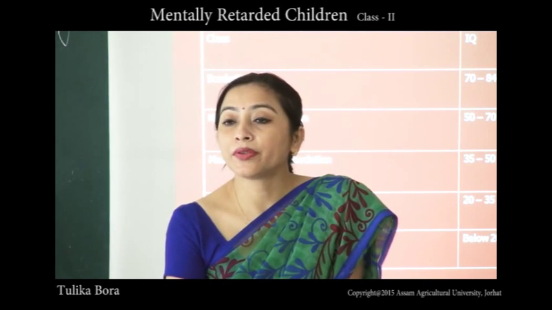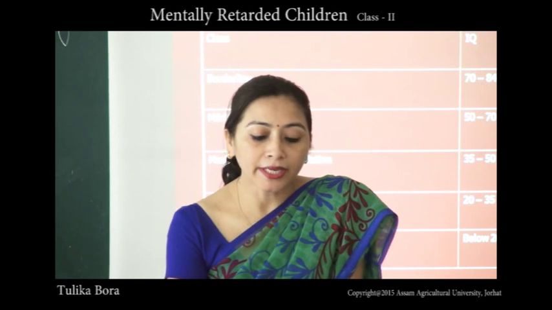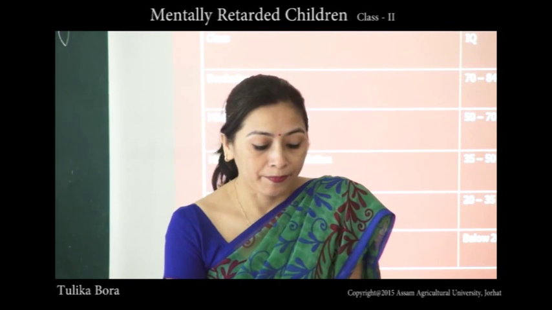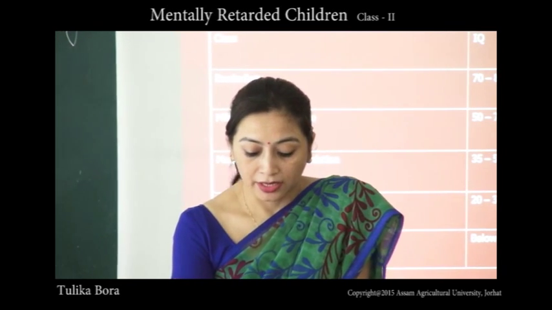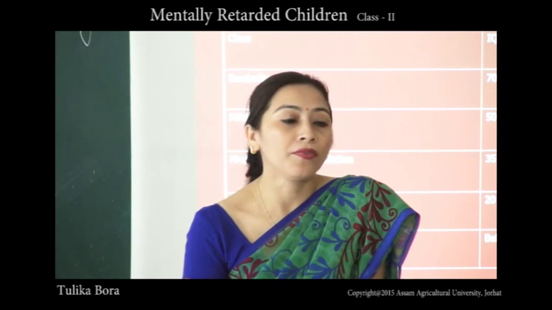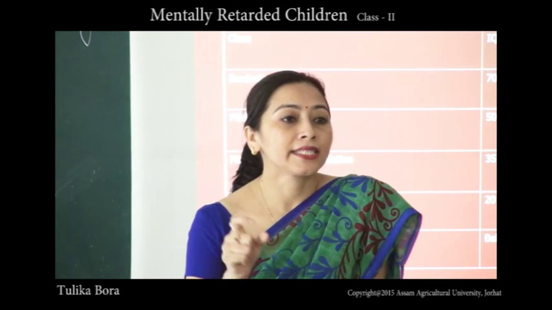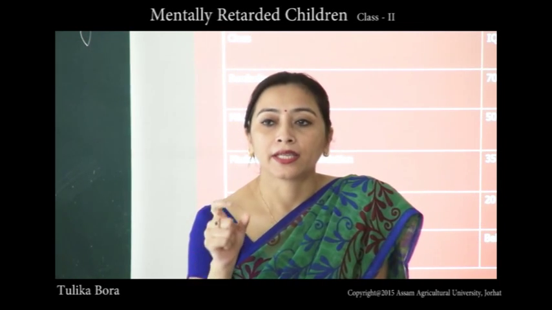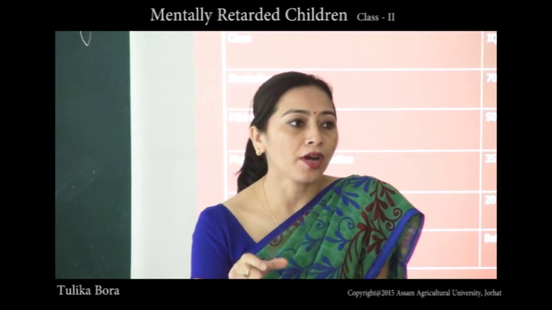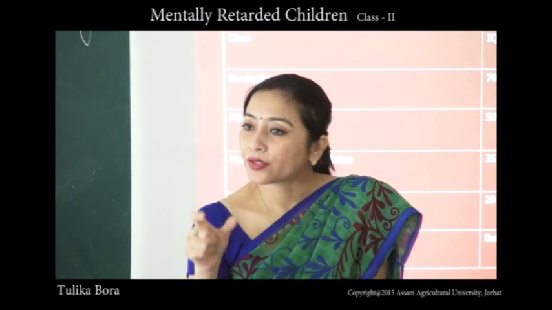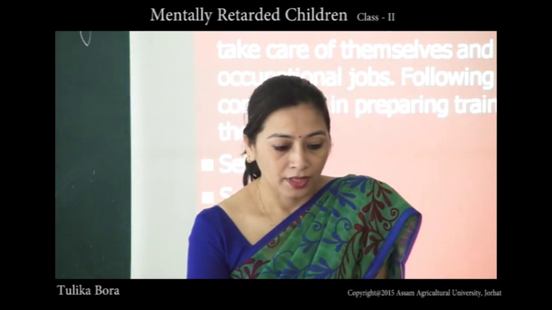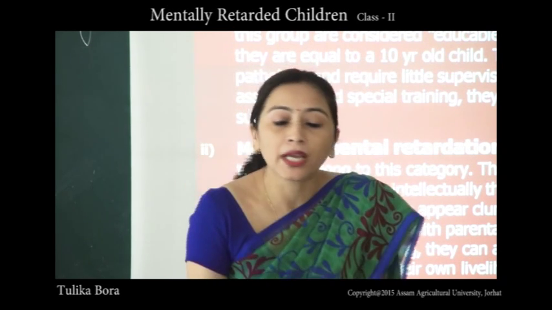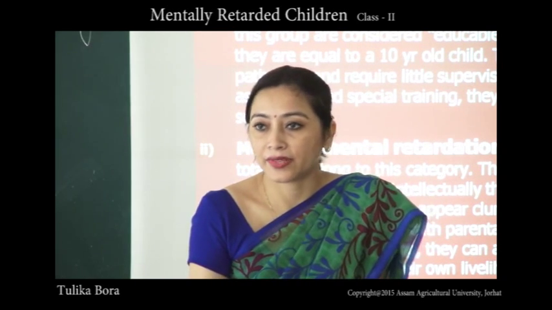Then mild, it is between 50 to 70. Then moderate, it is 35 to 50. Then severe, 25 to 35. Then profound is below 20. So these are the ranges of their intelligence quotient, IQ, which is found out by administering different IQ tests. That day I have already discussed, isn't it? So today we will discuss the psychological classification.